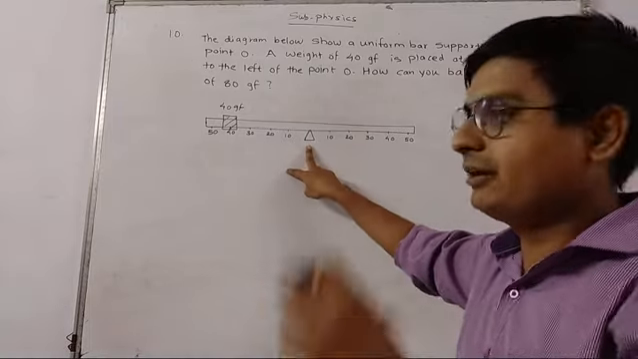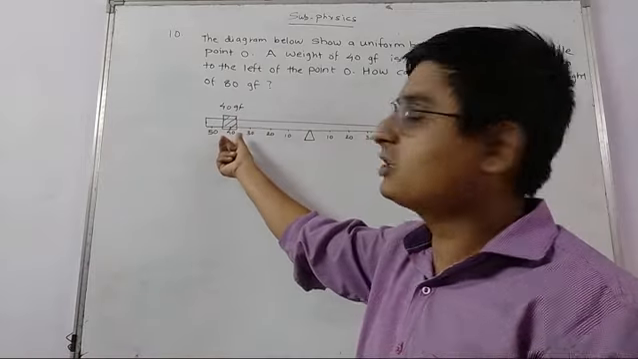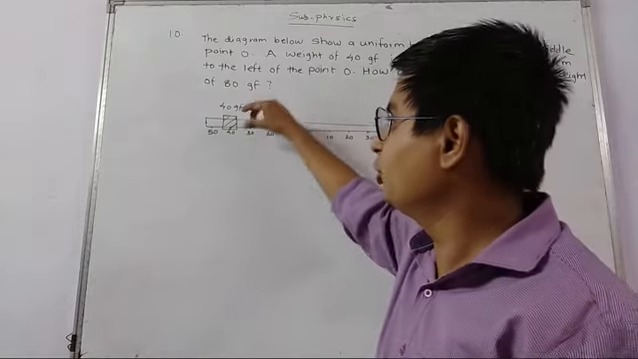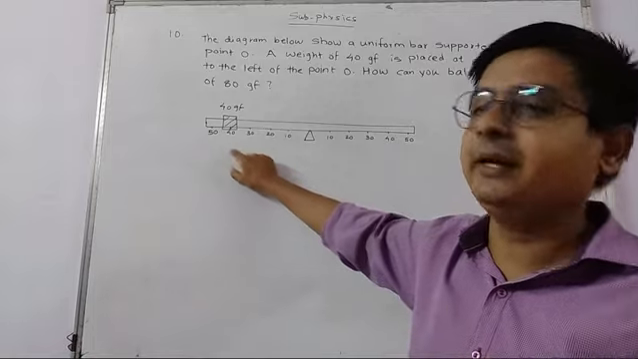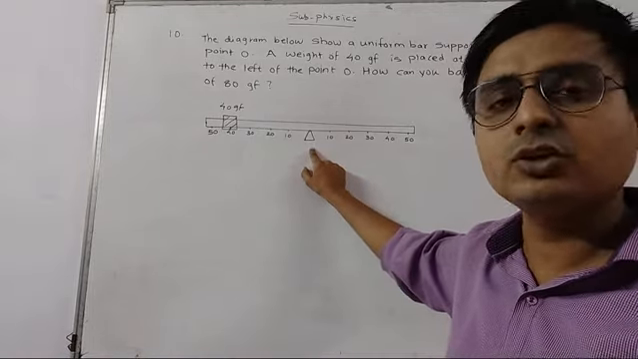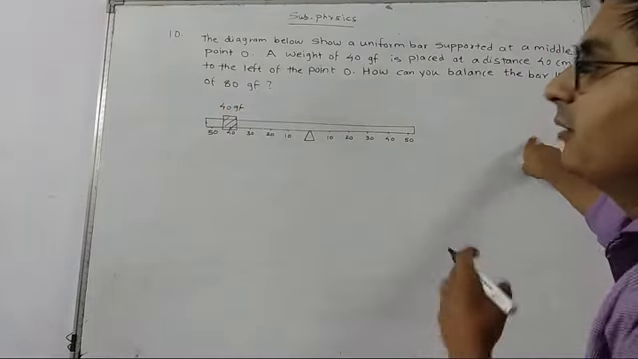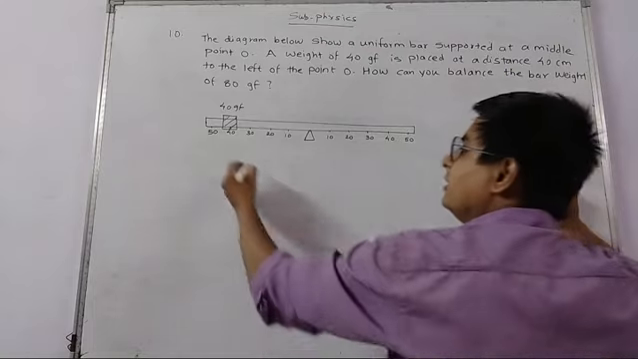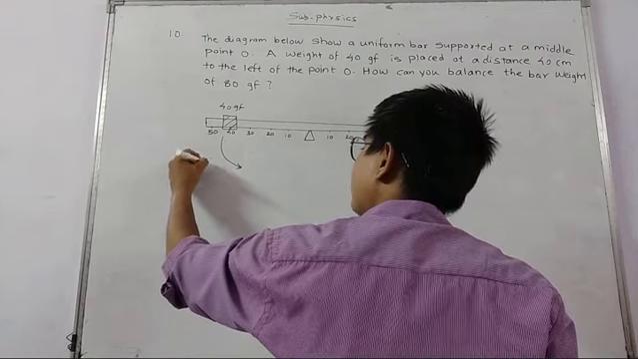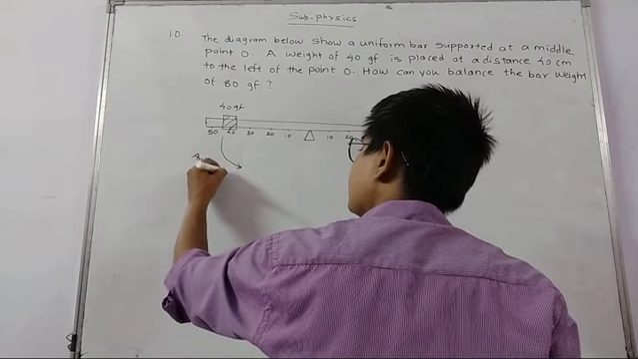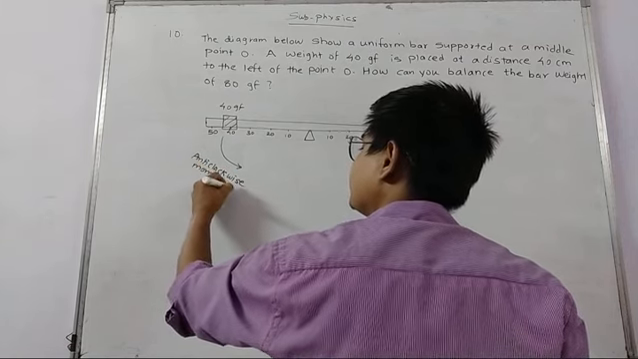So obviously that fixed point is at the center, and now they have added, not suspended actually, they have put a weight of 40 GF exactly at 40 centimeter from the fixed point. So obviously when the mass 40 GF is added to the left portion of the bar supported at the middle, this will be producing which movement? That is anti-clockwise movement of force.